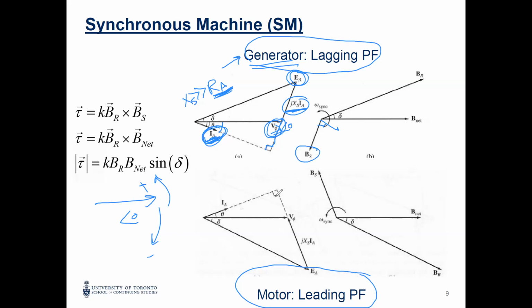This is the flux from the armature current. This is from the stator. The flux from the original one, E, this is the original one from the field. The net is actually the summation, this plus this. If you move this vector here, it will be exactly the same, right?